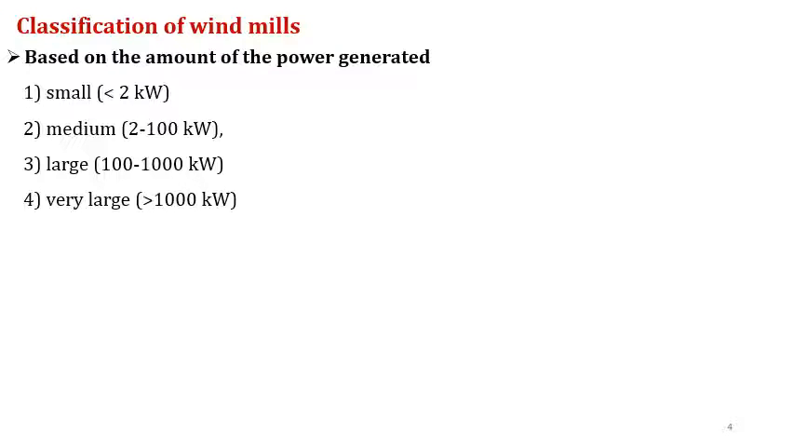Then large and very large scale, which is about 100 to more than 1,000 kilowatt, where the large wind turbines are those of 100 kilowatt rated capacity or greater, and they are used to generate power for distribution in central power grids.